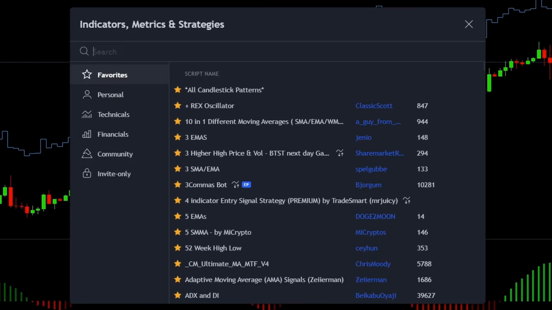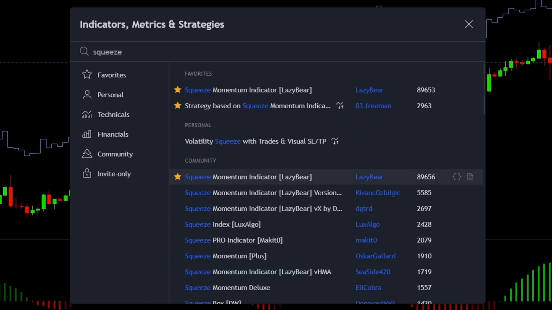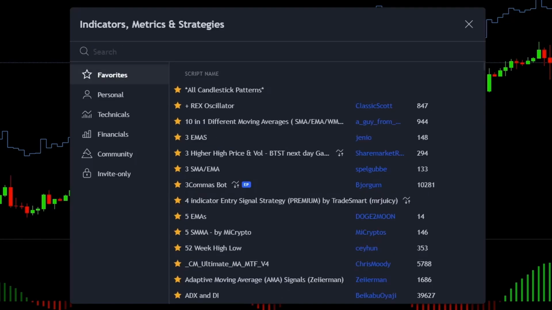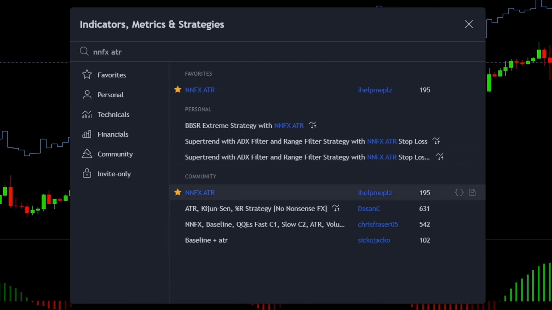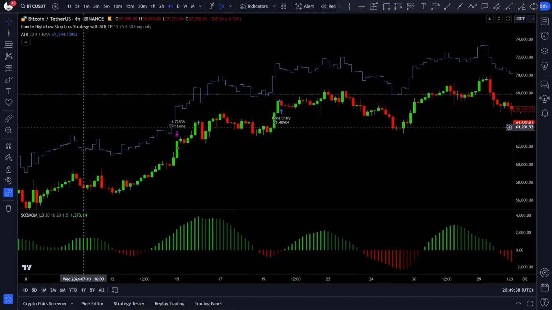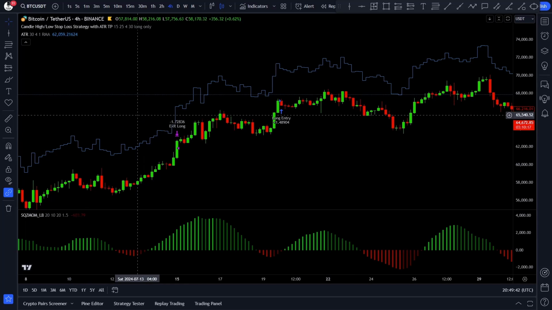For this strategy, our entry signal indicator will be the squeeze momentum. Add this one. And our take profit indicator will be the NNFX ATR. Add this one. For the stop loss, we will use a manual calculation. More about that later. Now let's set up the indicators correctly.